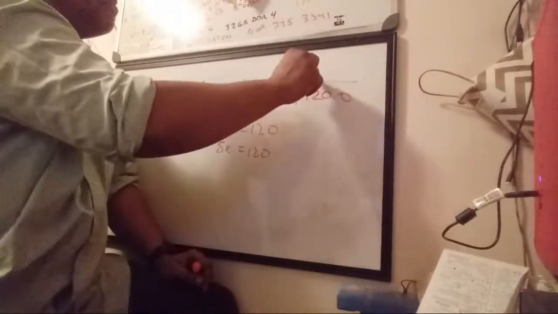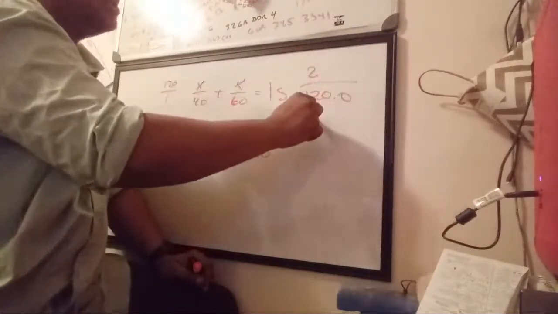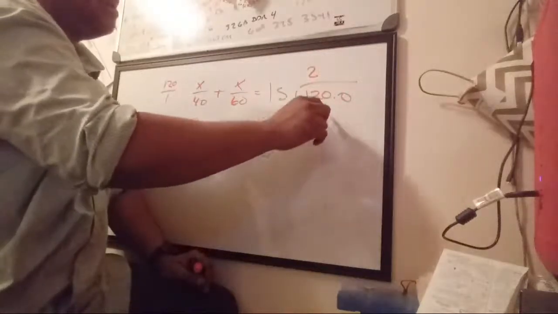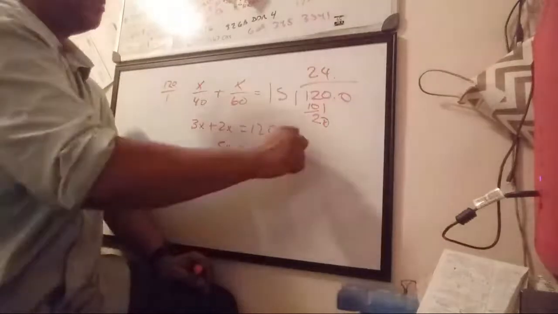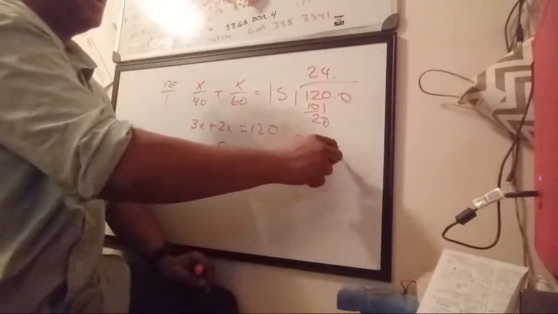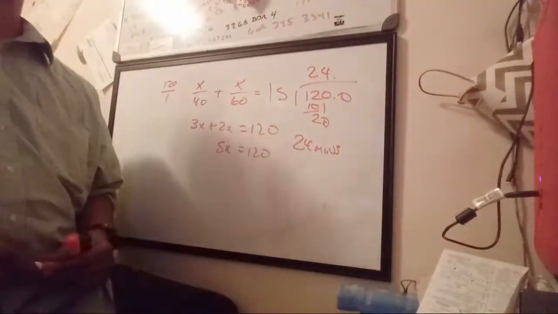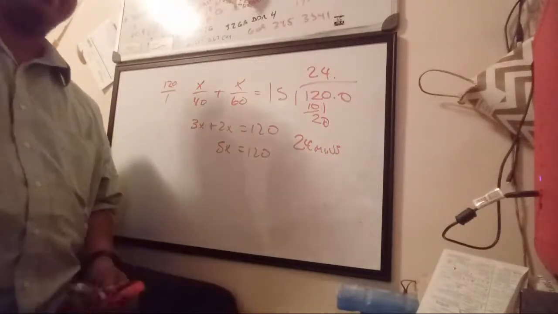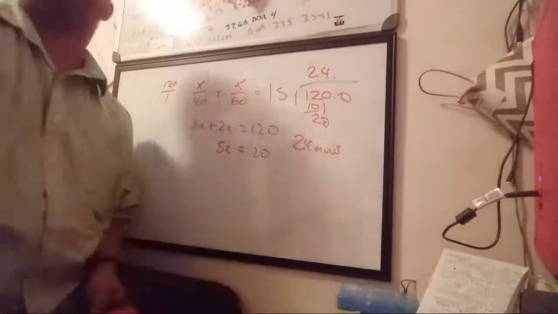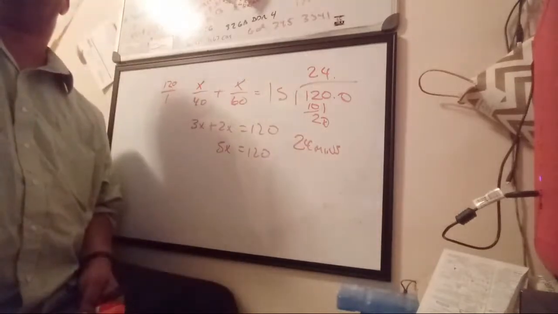5 can't go into 1, but it can go into 12 2 times. Boom. 0 drops. 4. So 24 minutes. That's how fast these two gentlemen can get this assignment done. Charlie is the answer. Okay. Was that clear, guys? Yes, sir.